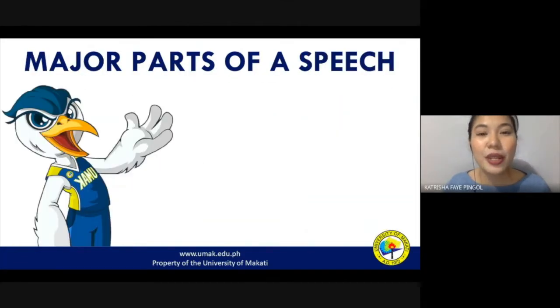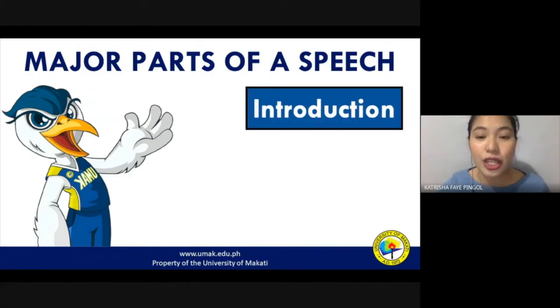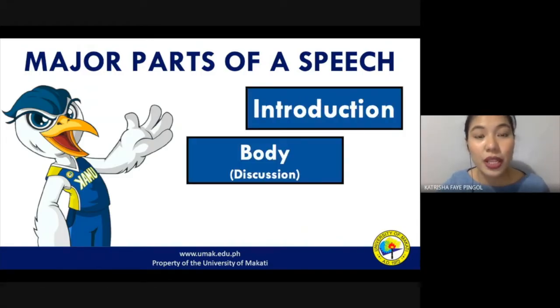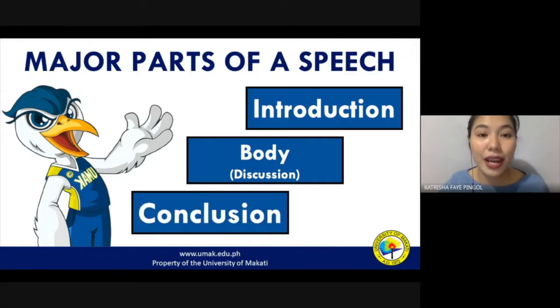Let us first begin our discussion with identifying the different parts of a speech. A speech is typically divided into 3 major parts. Just like how you structure an essay, it's similar to how you structure a speech as well. You have your introduction, the first part. The second part would include your body or your discussion. And the last part would have to be your conclusion. Let us discuss these 3 major parts one at a time.